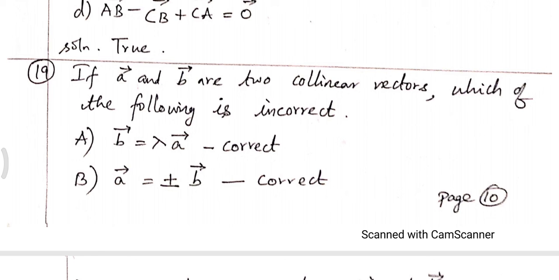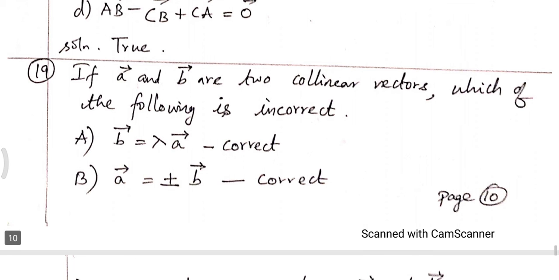Which of the following is incorrect? Whatever is given, you have to find which is incorrect. Now you write B vector equal to lambda into A vector. Lambda is some scalar, it is given in the book. Of course the magnitude can be different, so anyways they are parallel, so it is correct. A vector equal to plus or minus B vector. You think it over. A vector equal to plus B vector, which means A vector equal to B vector, so it is parallel. A vector equal to minus B vector, they are parallel but opposite in direction, so it is correct. So they are collinear.